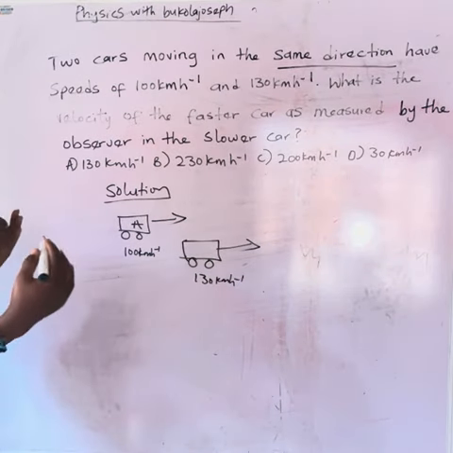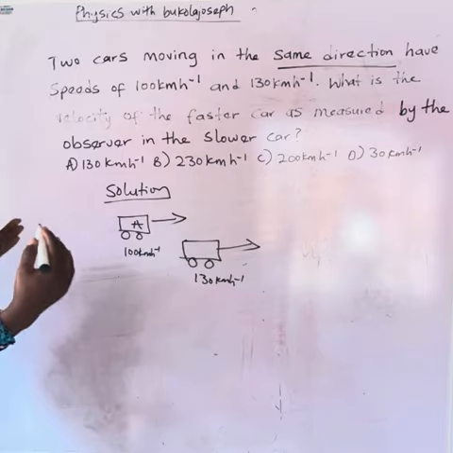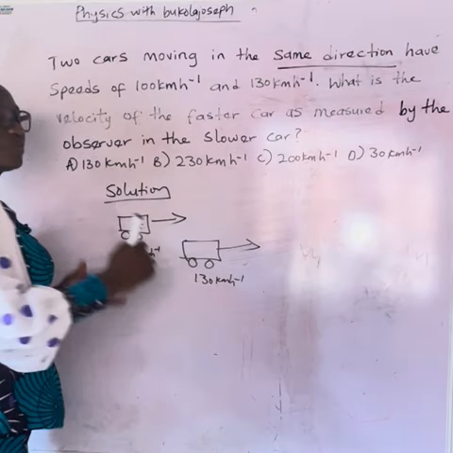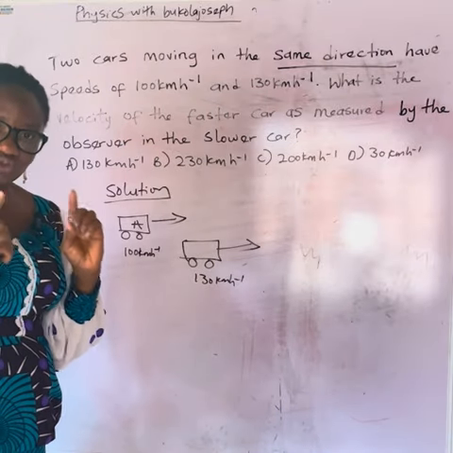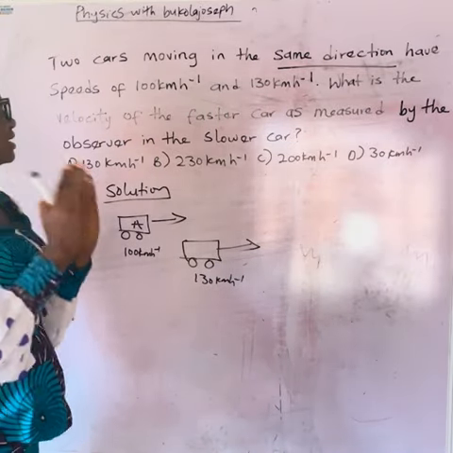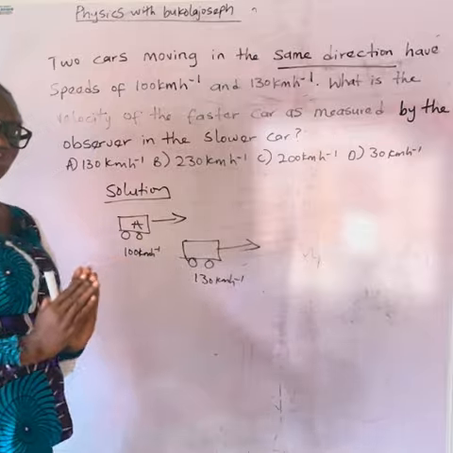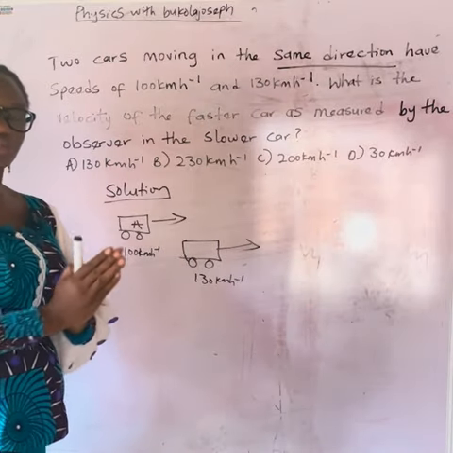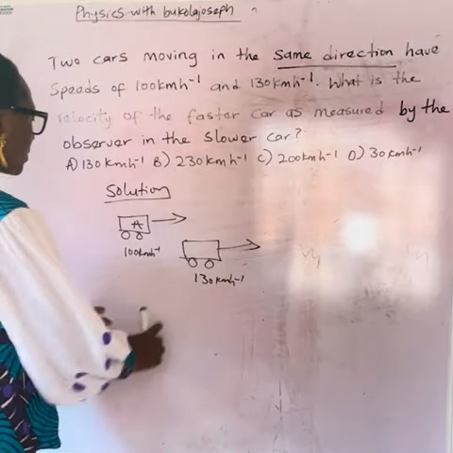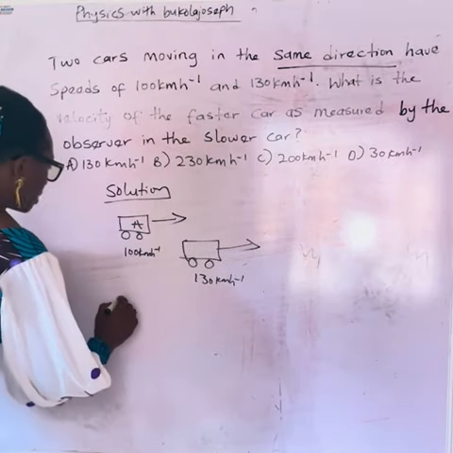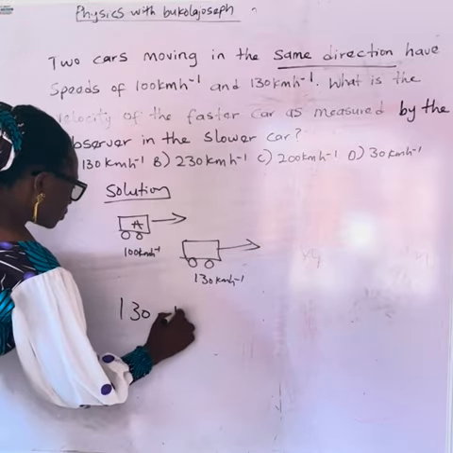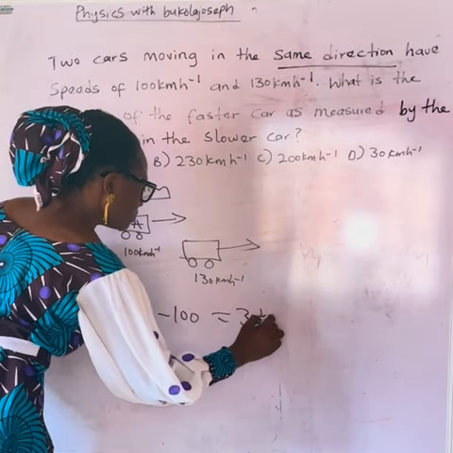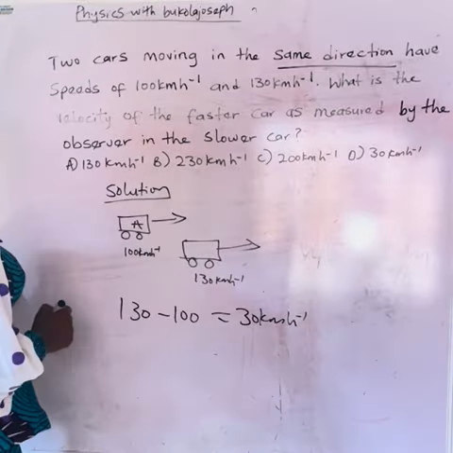So what is the velocity of the faster car as measured by the observer in the slower car? It doesn't matter, this English here. The most important keyword you need to know is that they are in the same direction. And what do we do to the speed of bodies moving in the same direction? We subtract. So we have this speed, we have this speed. We do 130 minus 100, and 130 minus 100 gives us 30 kilometers per hour.